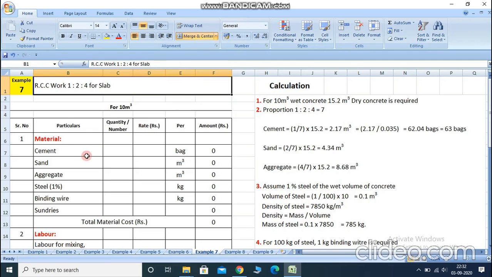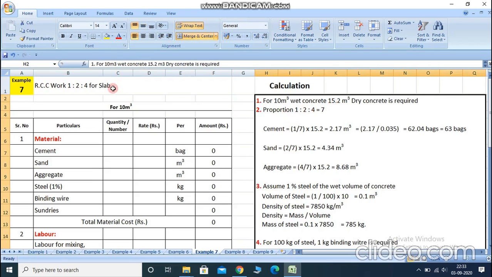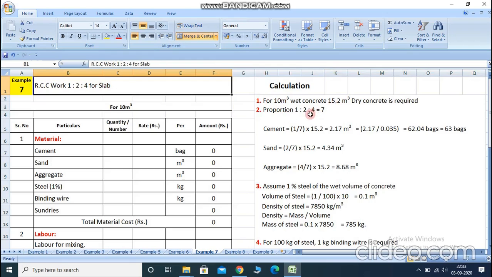Now let's start the calculation of the material. Here the material calculation for 10 meter cube wet concrete, as per the discussion in the last example: for 10 meter cube wet concrete we calculate 15.2 meter cube dry concrete. So here the proportion is 1:2:4. Clear? So the proportion is 1:2:4. So 4 plus 2 plus 1 is equal to 7.